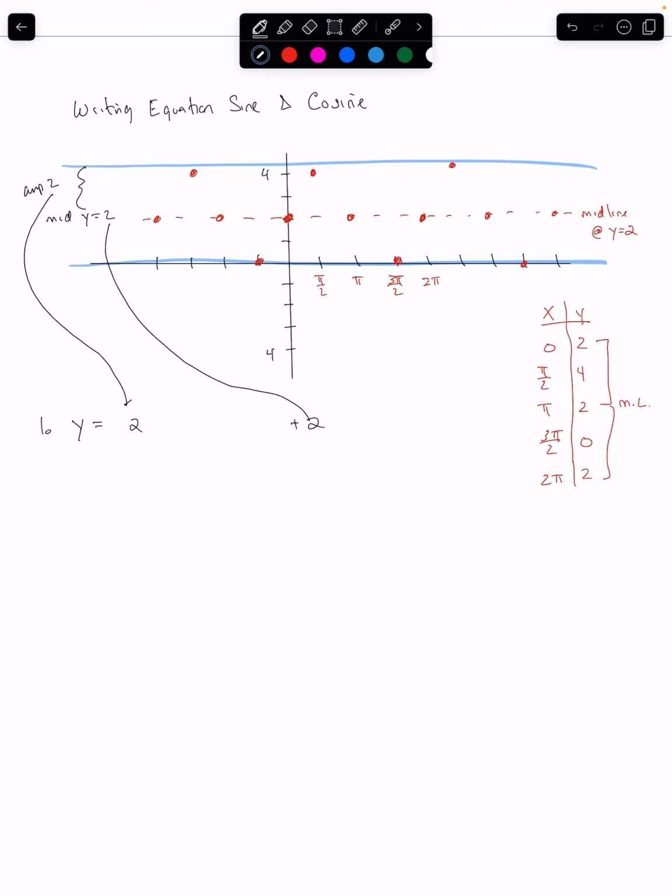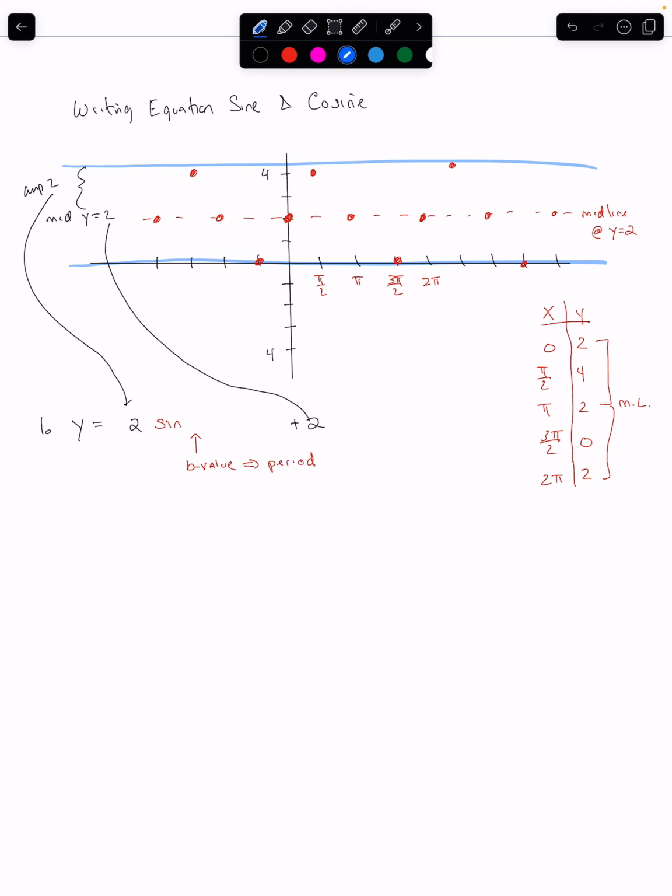Right, so it goes up as high as 2 units above the midline, and 2 units below the midline, representing your amplitude. Where's your midline? Where's the center of your graph? That's your midline plus 2. All right, so let's look at this from the point of view of a sine curve. So sine. The number right after sine is your b value, which directly comes from your period.